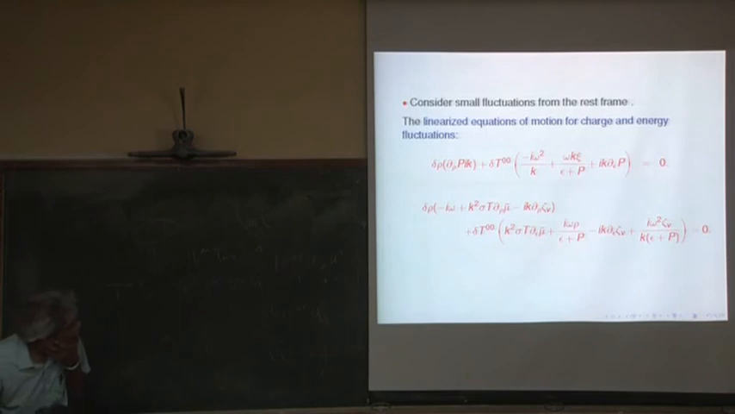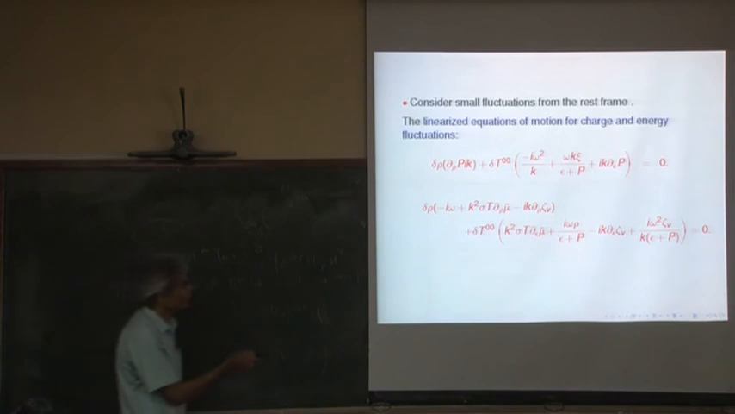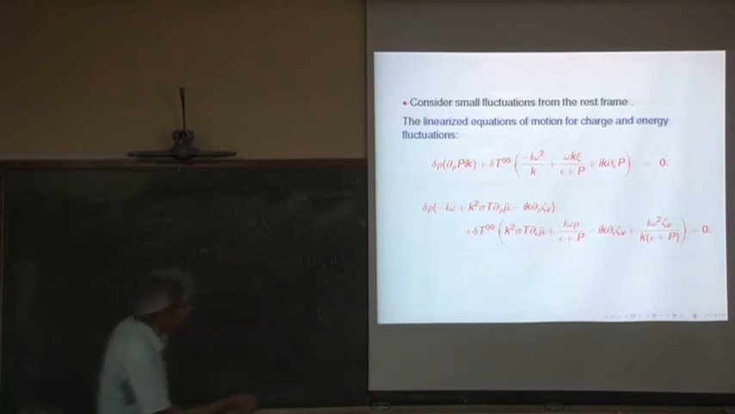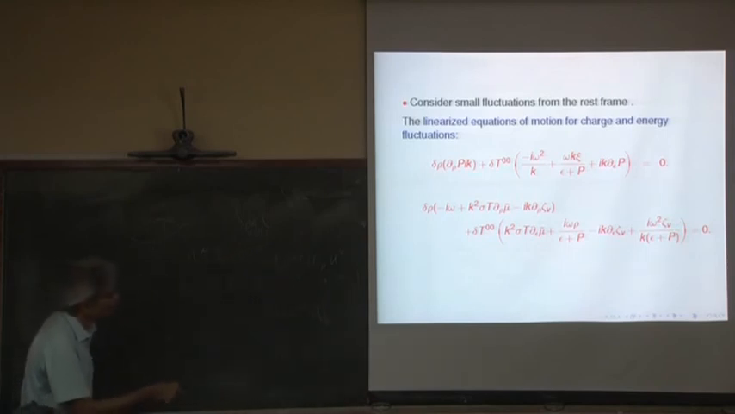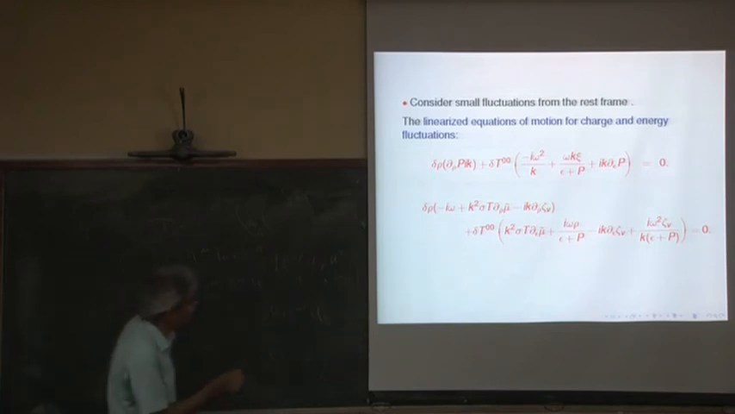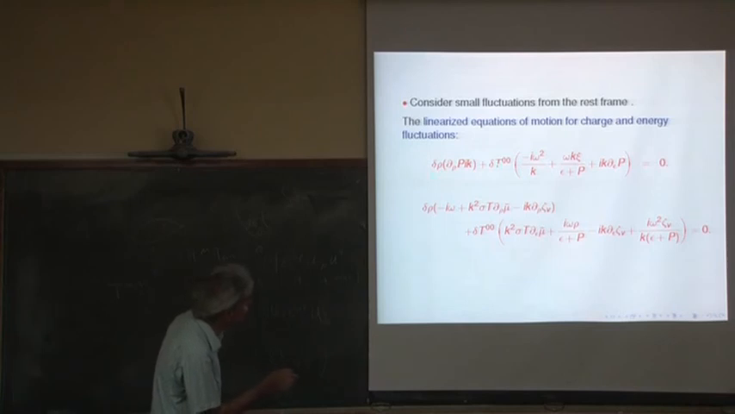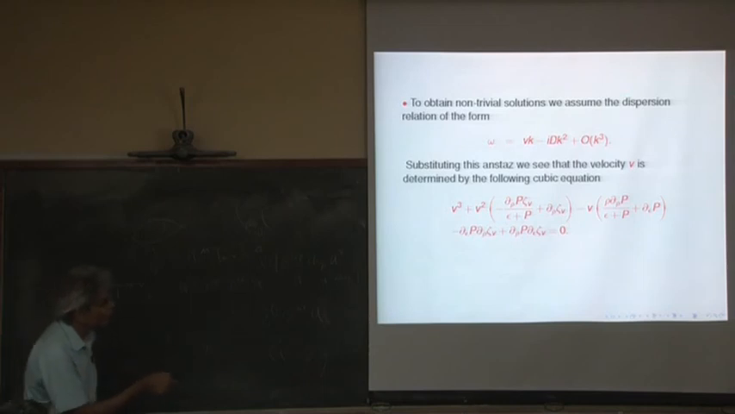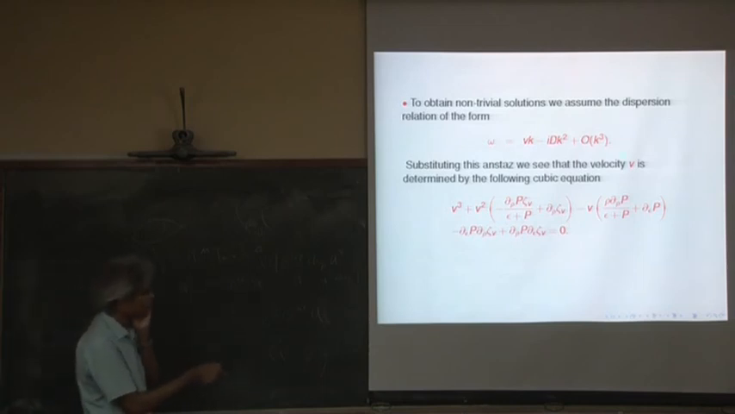We consider small fluctuations from the rest frame for charge and energy, and you get some linearized equations. We had studied this earlier, so it was easy for us to do. You see all these are linear, and it's a 2 cross 2 matrix equal to 0. So for non-trivial solutions, the determinant has to be 0, and you can solve for the dispersion relation by assuming this form.